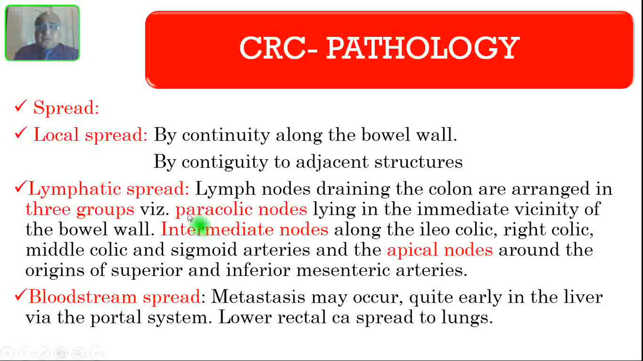So the lymph nodes are of three types. The paracolic lymph nodes, which lie in the immediate vicinity of the bowel wall, and then it can spread to the intermediate nodes. These nodes lie along the ileocolic, right colic, middle colic or sigmoid arteries. And the apical nodes, which are situated around the origins of either the superior or inferior mesenteric arteries. So the nodes may be paracolic nodes, intermediate nodes or apical nodes.